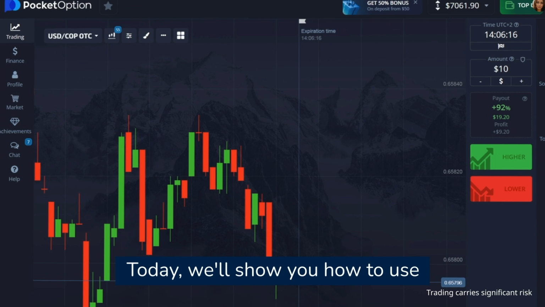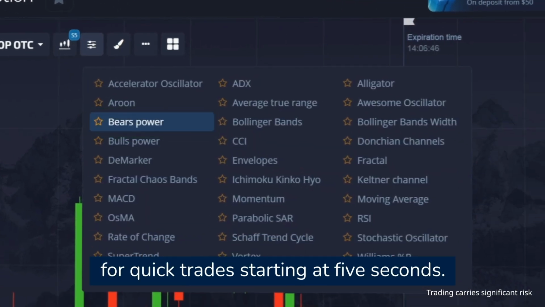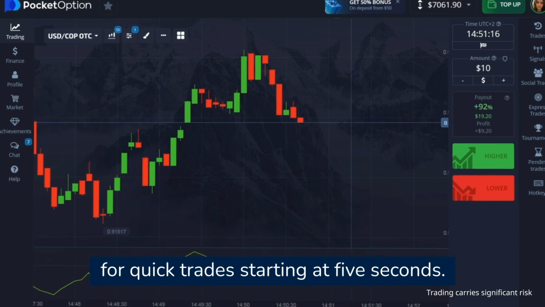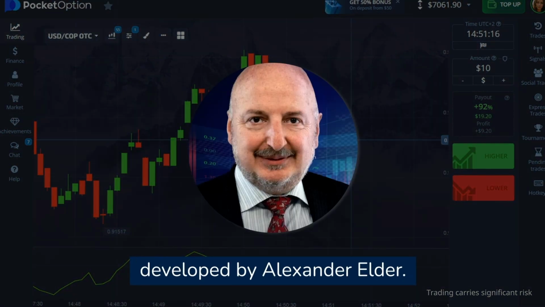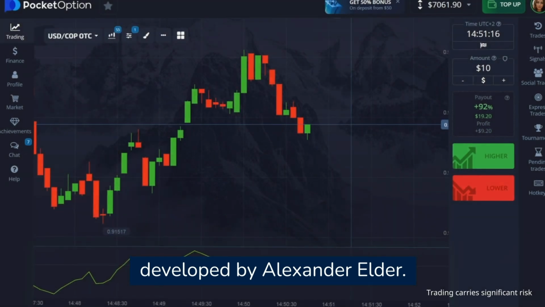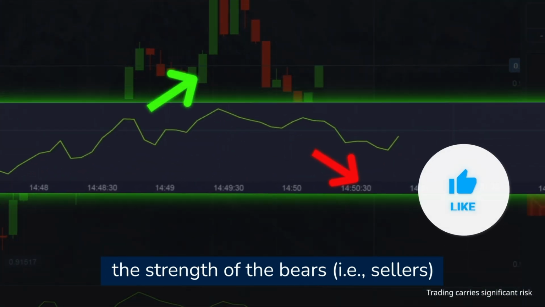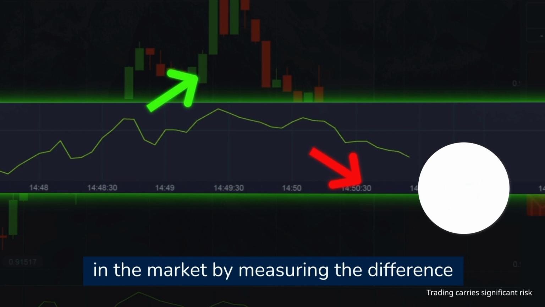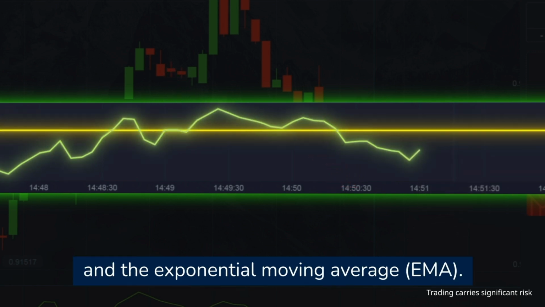Today, we'll show you how to use the Bears Power strategy for quick trades starting at 5 seconds. This strategy is based on the Bears Power indicator developed by Alexander Elder. The indicator helps traders gauge the strength of the bears, that is sellers, in the market by measuring the difference between the minimum price and the exponential moving average, EMA.